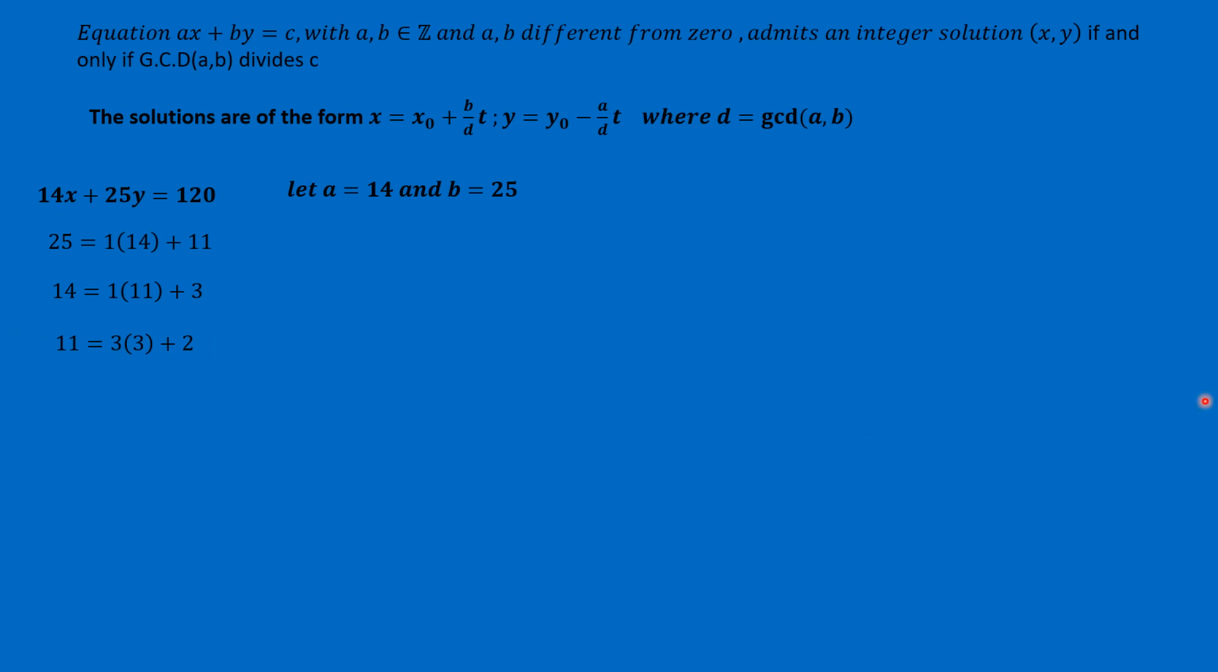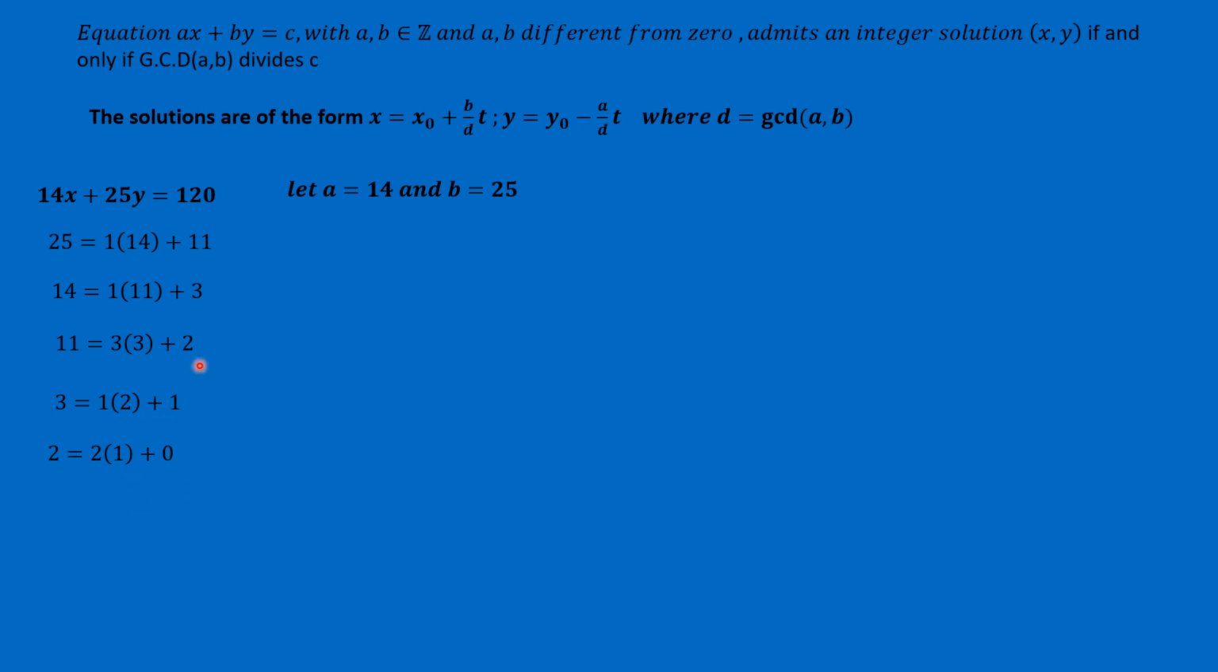I will now continue like that. 3 divided by 2 will go 1 time, remainder 1. Remember, when you divide a by b, the dividend can be written as the quotient times the divisor plus the remainder. That's what we are applying here, the division algorithm in the Euclidean algorithm. Next, when we divide 2 by 1, it goes 2 times, remainder 0. Once we have a 0, we stop the division.